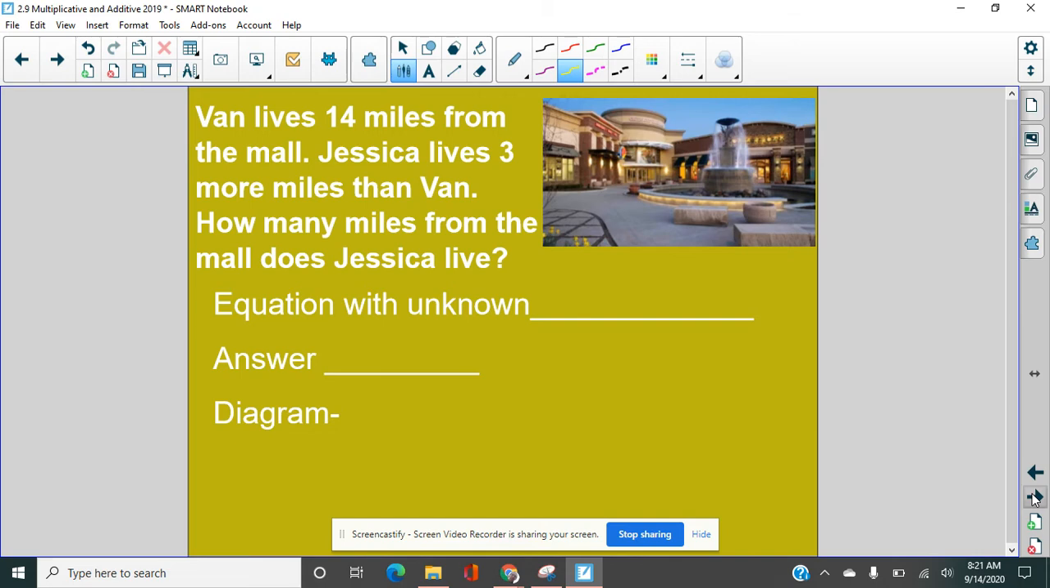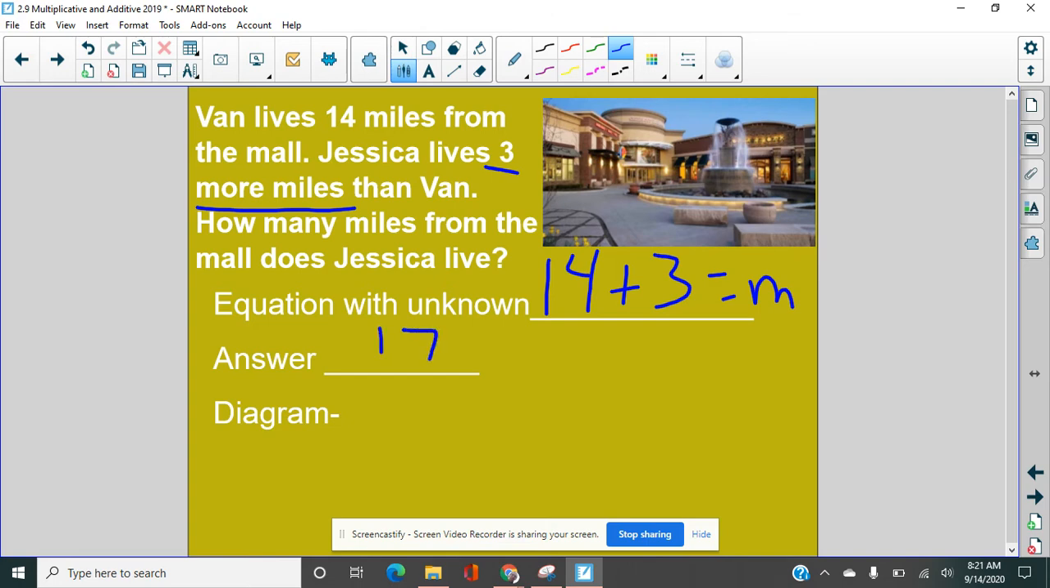Hey, did you say addition? If you did, you're right, because she lives 3 more miles, right? Just 3 more, not 3 times more. So our equation in this problem is 14 plus 3 equals m for miles, like that, right? And so our answer is going to be 17.